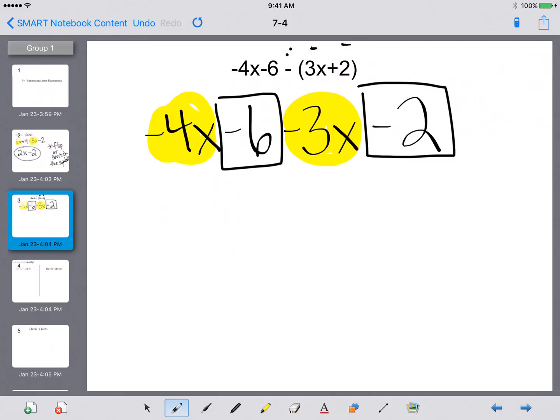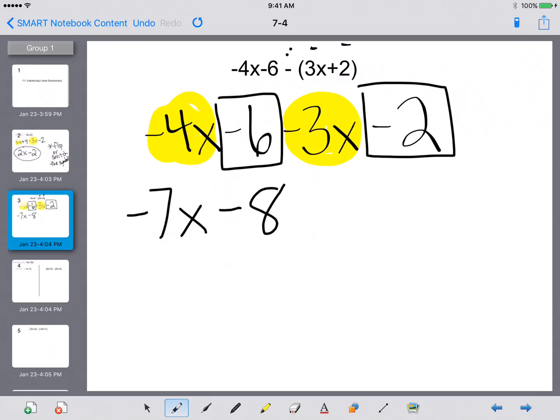We're going to combine minus 4x and minus 3x. When you combine, that means add. So minus 4x plus minus 3x gets us minus 7x. And then we have minus 6 plus negative 2. Sorry, negative 6 plus negative 2. And that becomes negative 8.